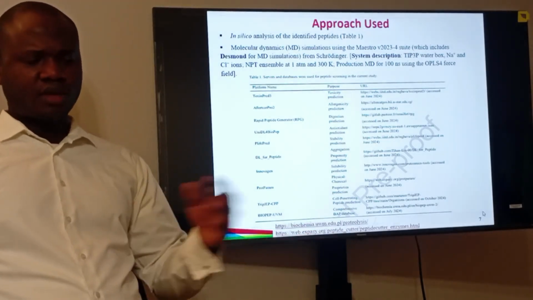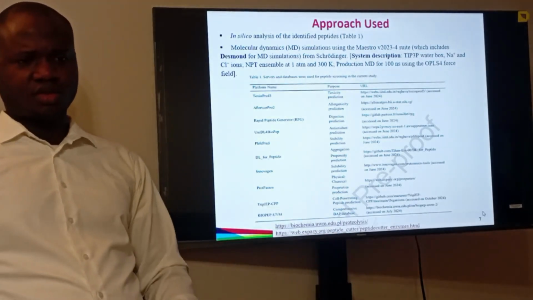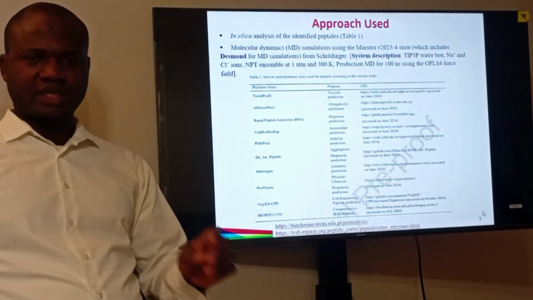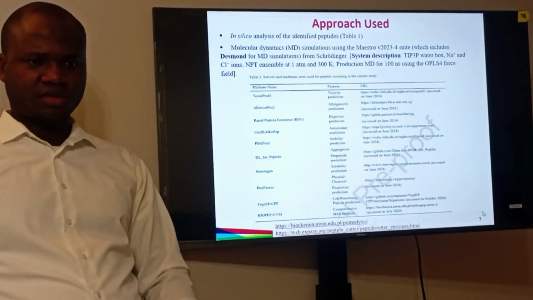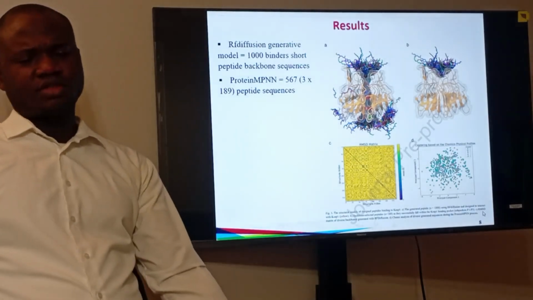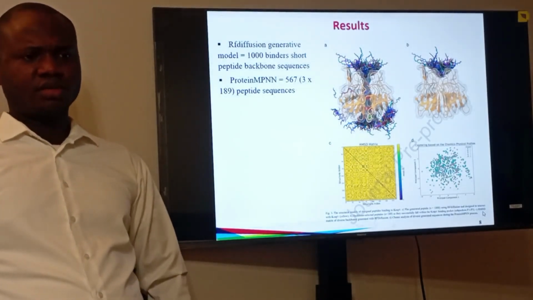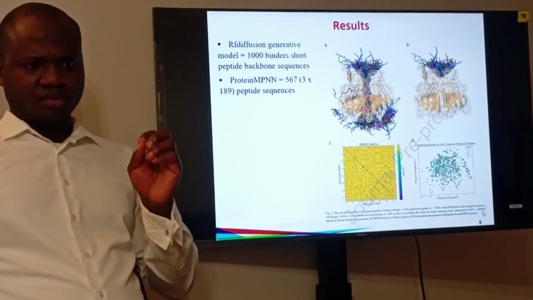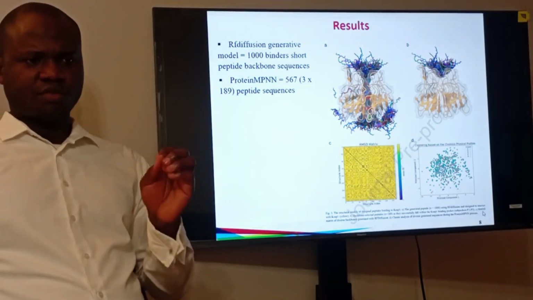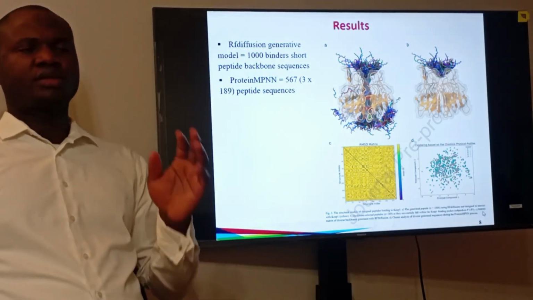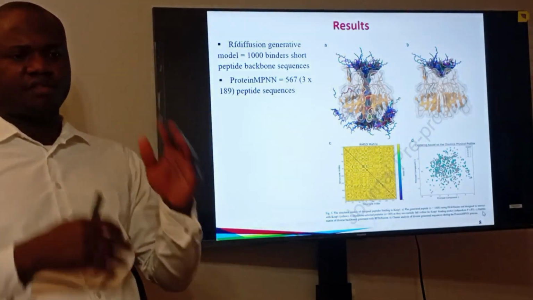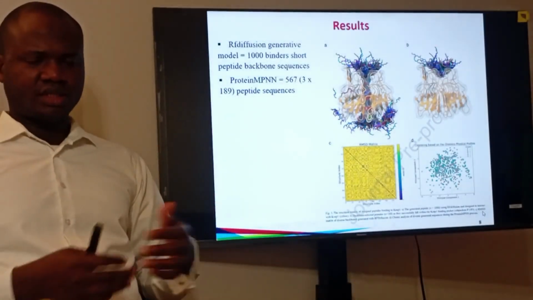And then the whole actual MD production was conducted for about 100 nanoseconds, using OPLS 4 phosphate. So what were the results of this particular study? The RFdiffusion generative model produced 1000 short peptide backbones. It says short peptides within 3 to 10 amino acid residues. So RFdiffusion was able to generate 1000.